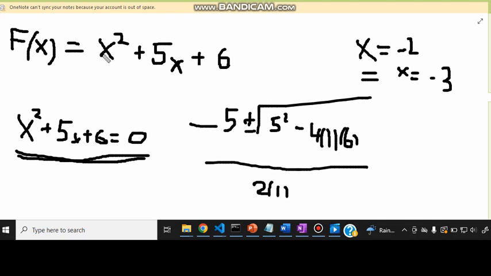So if we input minus 2 into this function, so f of minus 2, for example, for an input of minus 2, we get an output of 0. So that's what they were looking for. So these are the two answers here.